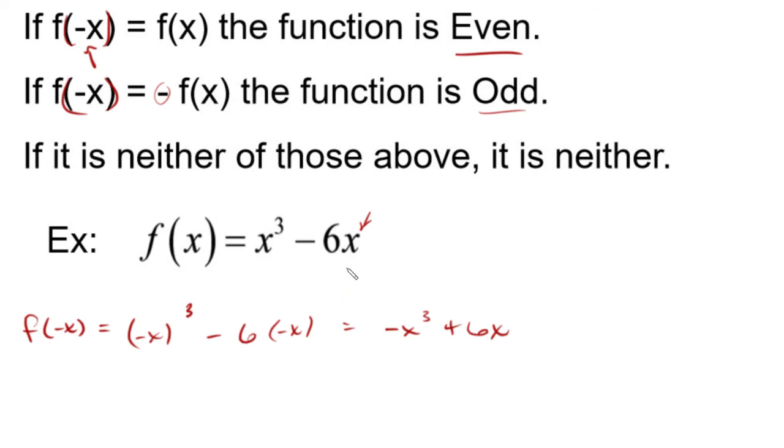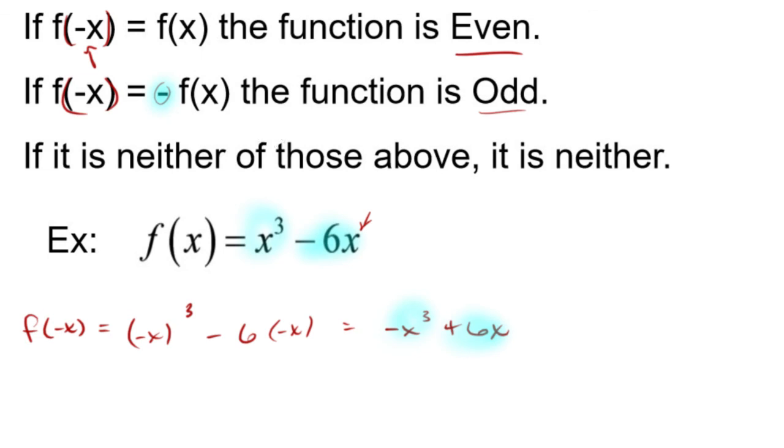So now we have to compare to the original function. Is it exactly like the original function? Is f of negative x equal to f of x? Because this is f of x. And no, it's not, because if you look, the x cubed is supposed to be positive, but ours is negative. And the 6x is supposed to be negative, but ours is positive. That comes into play right here.